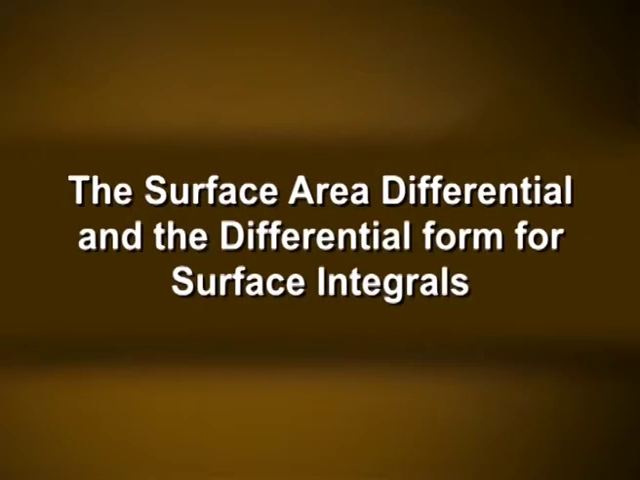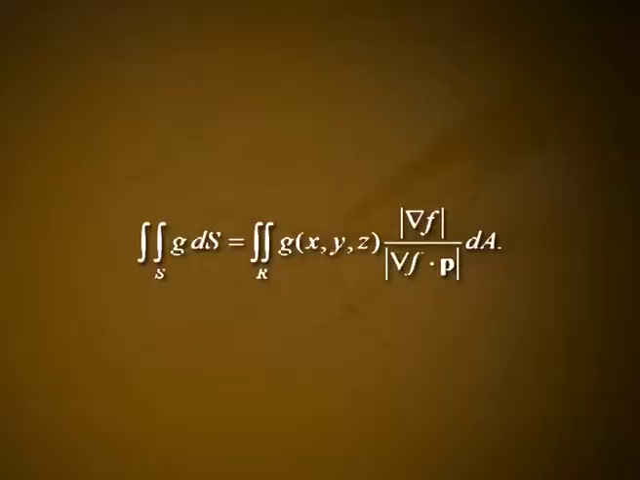The surface area differential and the differential form for surface integral. Surface area differential is dS equals |del f| / |del f dot p| dA. And the differential form for the surface integral is the double integral over S of G dS. Hence, the double integral over S of G dS is equal to the double integral over R of G(x,y,z) |del f| / |del f dot p| dA.